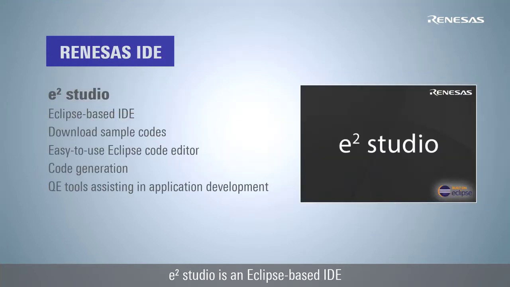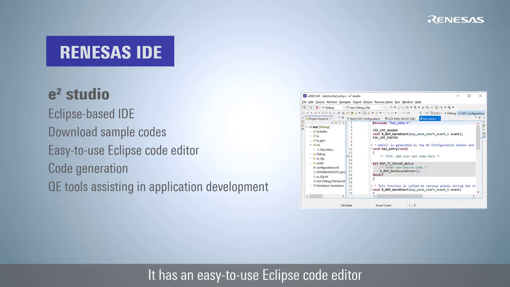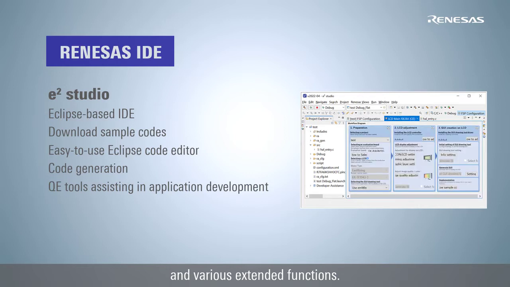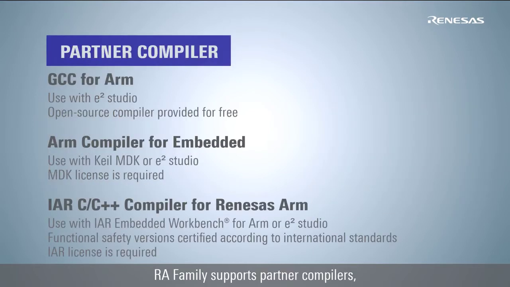The e² studio is an Eclipse-based integrated development environment for the Renesas RA family and can be used in all aspects of development. In addition to an easy-to-use Eclipse code editor, the e² studio has various extended functions for more efficient development, such as code generation assistance tool and QE tools for assisting in application development. RA family supports partner compilers, such as GCC, ARM, and IAR compilers.